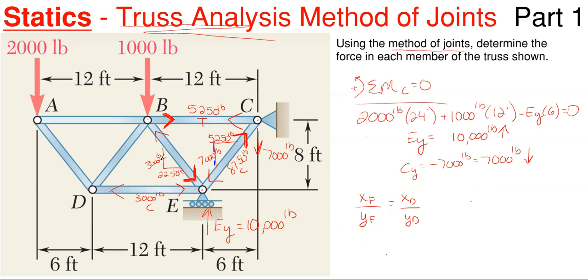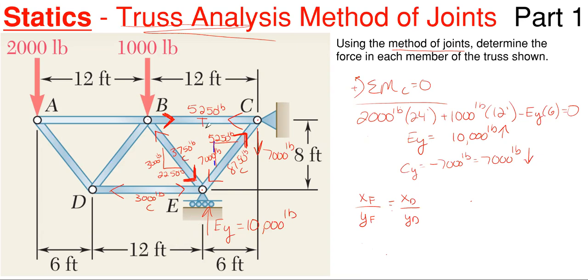This member right here, which is 3,000 pounds, 2,250 in each component, well, if you were to find out the total there, it'd just be 3,000 squared plus this squared, rooted, and you end up with 3,750 pounds. And since it's pushing on each end, that is compression.